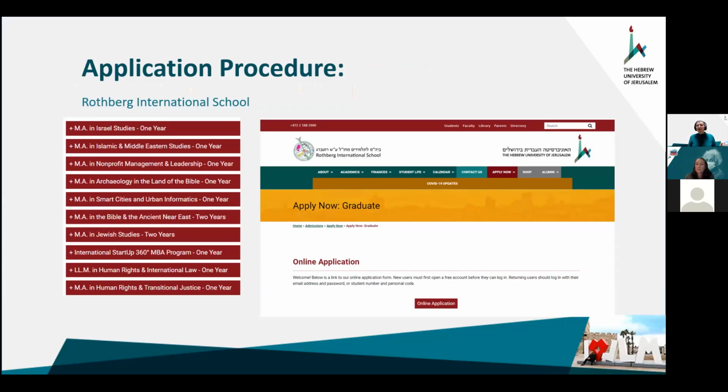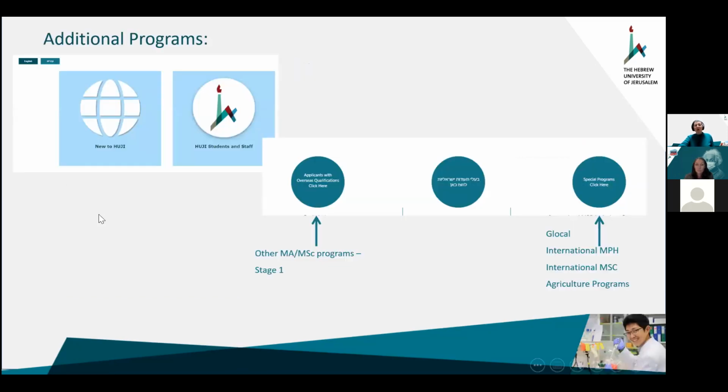The main division is between the programs offered through the Rothberg International School and the programs offered through the other faculties. You have here a list of the programs that are offered through the Rothberg International School. All these programs are handled directly by the Rothberg School, and you have to apply directly from the website of the Rothberg School. The other programs you apply on the graduate application website of the university.